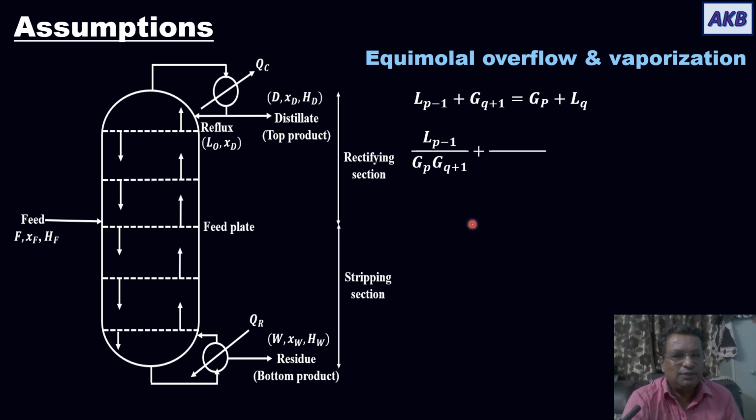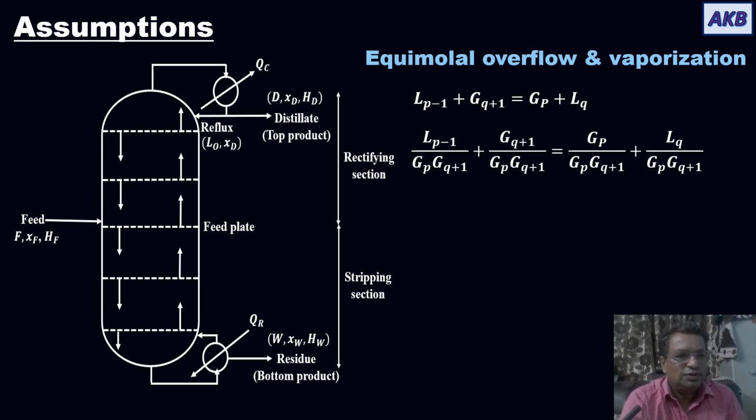Now let us start with this. What I'm doing in the next step is dividing by this particular group. Throughout the equation, I have divided by this product, G P into G Q plus 1. You can see each term is divided by this group, G P into G Q plus 1. If that happens, or if you simplify it further, what could be the next step? You can just think about it.